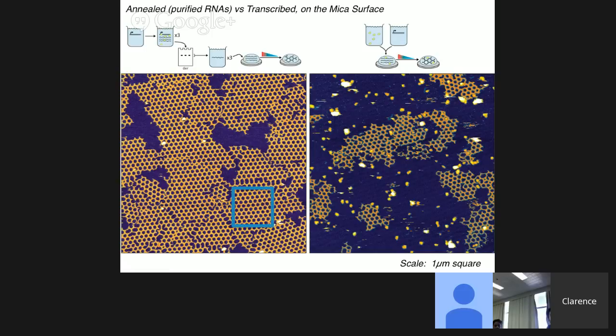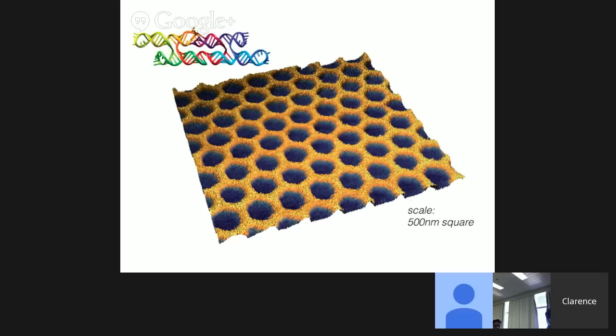And just to zoom in, so here I'm going to make a zoom in of this nice little clean part for show, and to see, actually atomic force microscopy, it goes through and measures the height of the RNA at all these different points, and so this is a nice 3D representation of that data. 500 nanometers on a square, so that's really, really tiny.